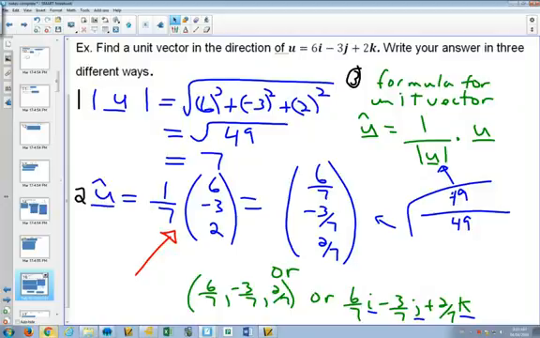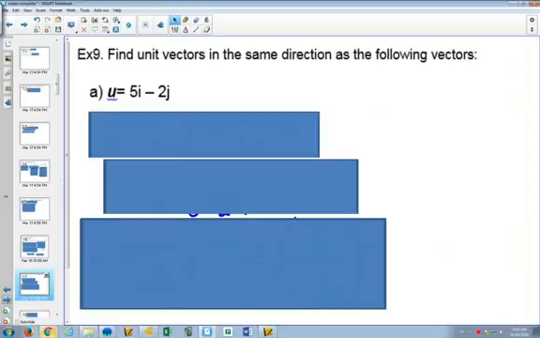So there's 2 here for you to try. Actually, you can try the last 2 examples. I'll put the answers up in a bit.